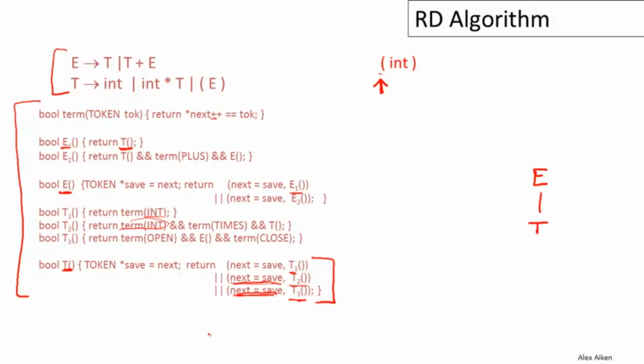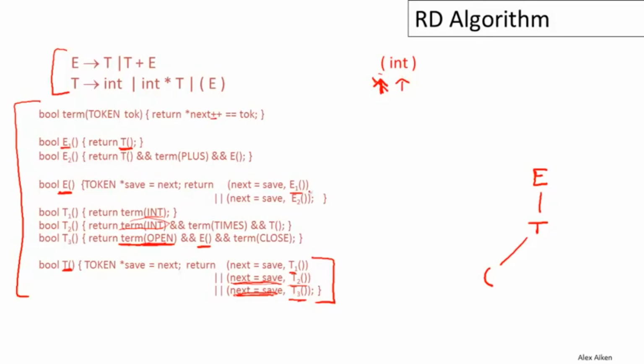Now when we finally get to T3, something good is going to happen. The first thing it's going to do is ask, is the first thing in the input an open paren? And in fact it is. And so the input pointer will advance to point to the int. And then it's going to try to match something derivable from E. So now we have our first recursive call to E.